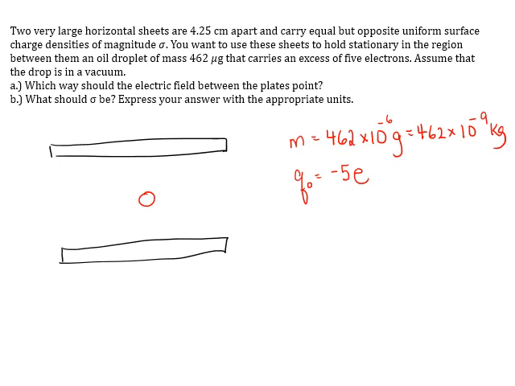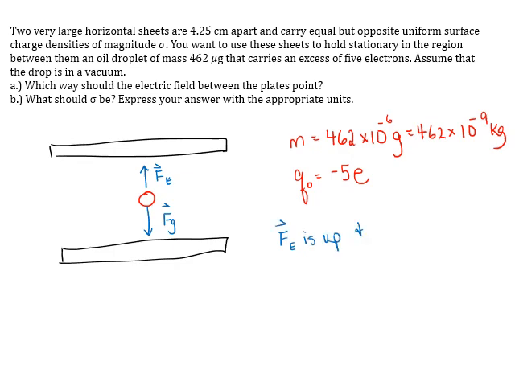So which way should the electric field point if this little droplet is going to stay still? If we think about why it stays still, we know that there is a downward force on it. That's the force due to gravity, equal to its weight. In order for it to stay still, there must be an upward force. And that's the electric force. So since Fg is down, Fe is up.